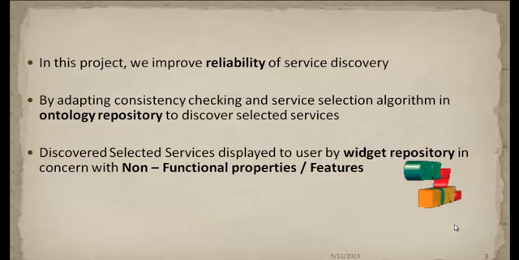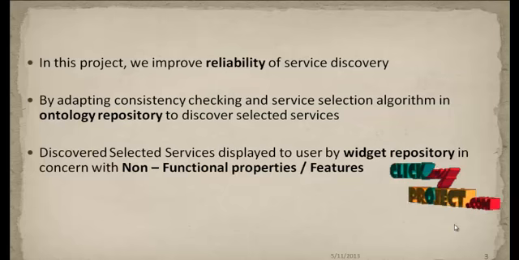In this project, we improve reliability of service discovery by adapting consistency checking and service selection algorithm in Ontology Repository to discover selected services. Discovered selected services are displayed to the user by the widget repository in concern with non-functional properties of features.